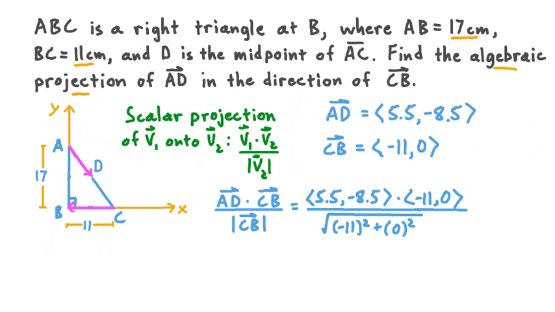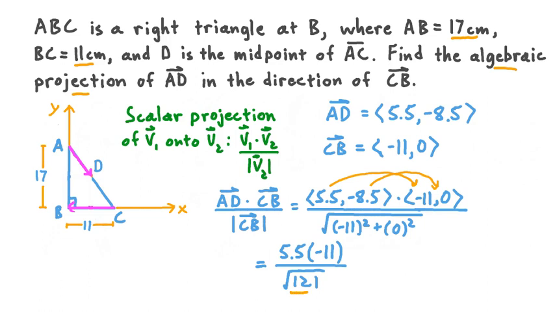Substituting in for the components of these vectors, and recalling that the magnitude of a vector equals the square root of the sum of the squares of its components, we next start to compute our dot product by multiplying together the respective components of our vectors. Along with this, we notice that negative 11 squared is 121, and 0 squared is 0, which means that this projection equals 5.5 times negative 11 divided by the square root of 121.